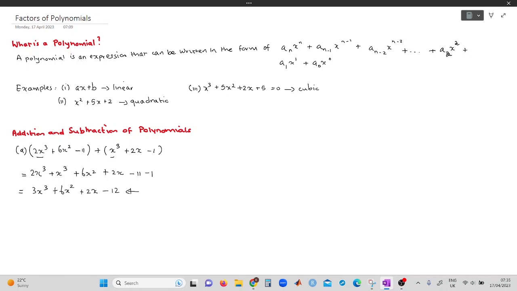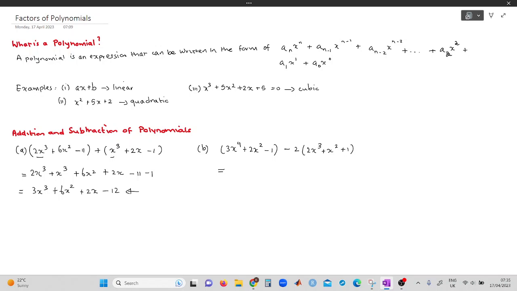Okay? So, simply, when you are adding or even subtracting polynomials, you only put the like terms together and you simplify. And another example that we can take, for example, okay, let's take 3x to the power 4 plus 2x to the power of 2 minus 1, and then minus 2 times this. Okay, so it's simply a matter of simplification.